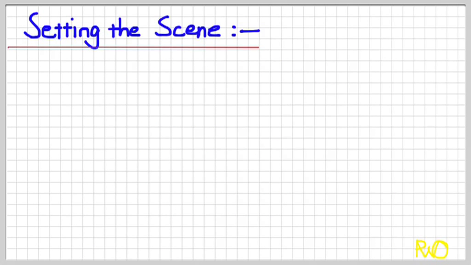Setting the scene. What I'm going to do for you is start back at something you do really understand, which is basic trigonometry, and I'm going to draw you a triangle, and from that we're going to lead to scalar resolutes, and from there we're going to get to vector resolutes. So that's the way it's going to be.